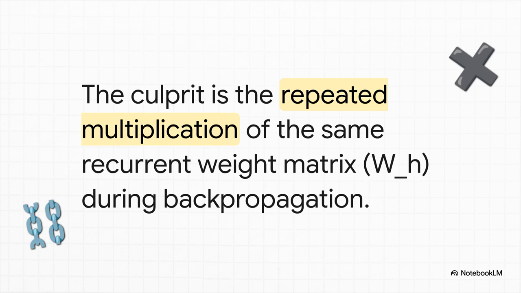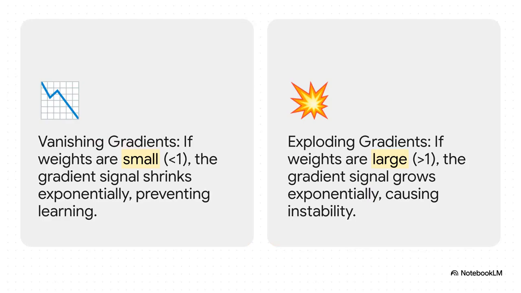Because to travel back, that error signal has to be repeatedly multiplied by the same weight matrix, WH, over and over again. And as you might remember, repeated multiplication is a recipe for instability. This leads to two of the most infamous problems in deep learning. If the values in that weight matrix are small, the gradient signal just shrinks and shrinks with each step back until it's effectively zero. We call that a vanishing gradient.